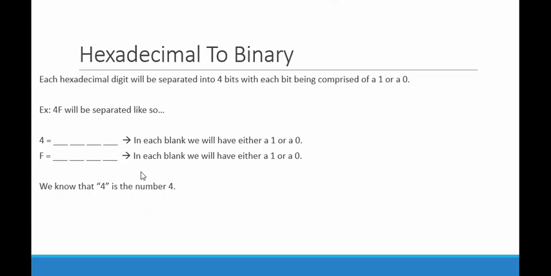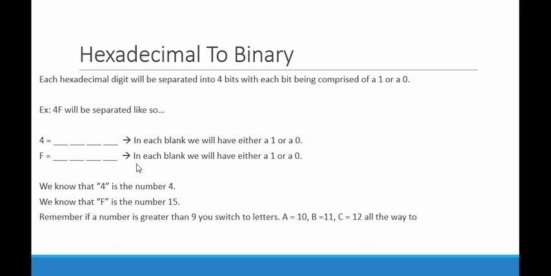Now, we know that 4 is the number 4, so my binary digits here need to represent 4. And we know that F is going to be 15, so I need these binary digits to represent 15, and then we'll be ready to go. Now, remember, if a number is greater than 9, you have to switch to letters. A is 10, B is 11, C is 12, and we go all the way to F, which is 15. And F is the last letter that we can use, because in hexadecimal, we can only use 16 characters: 0 to 9 and A to F. Because remember, 0 is a number too, and that's why F is the last one we can go to.